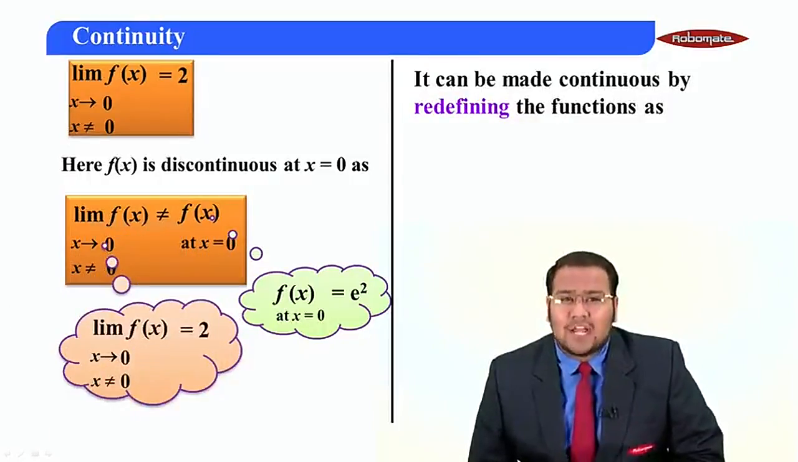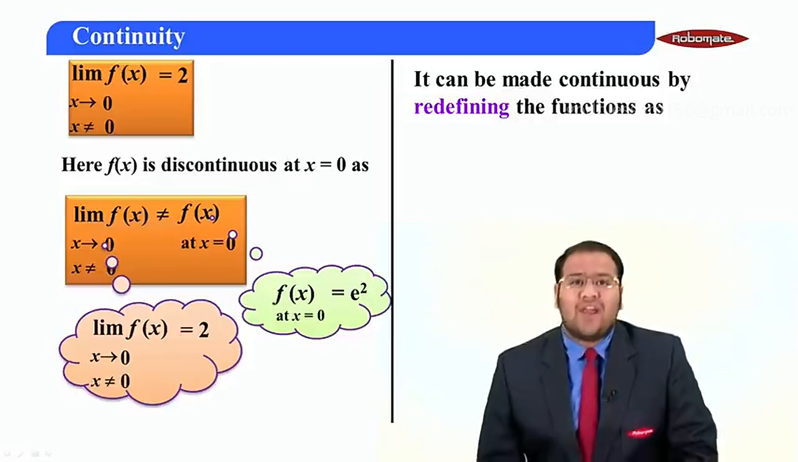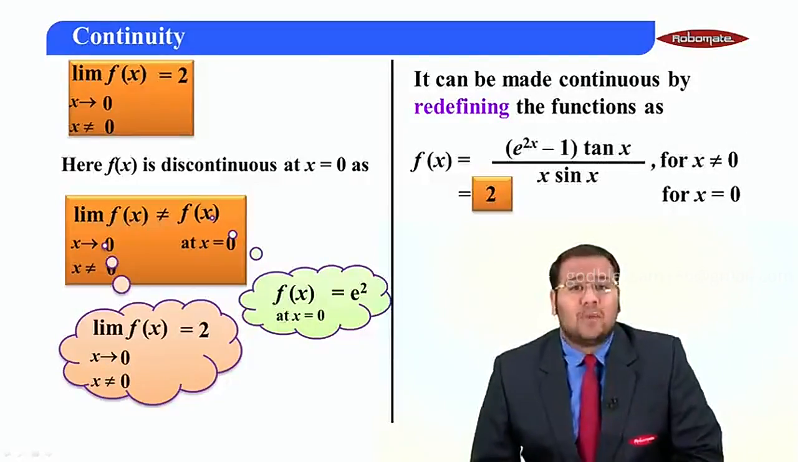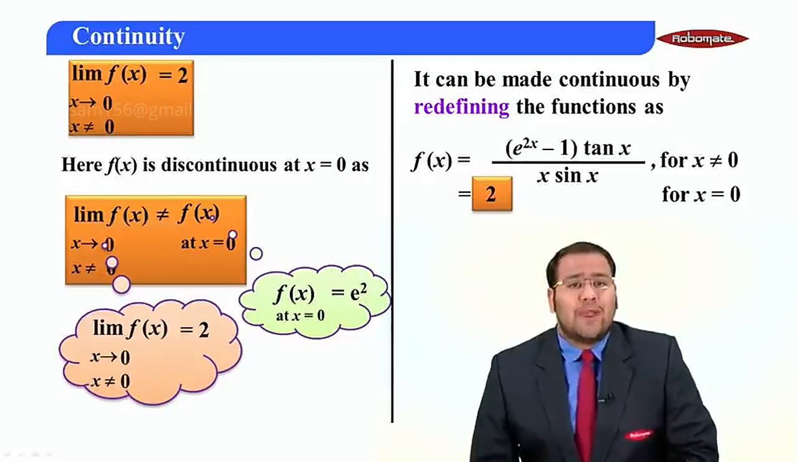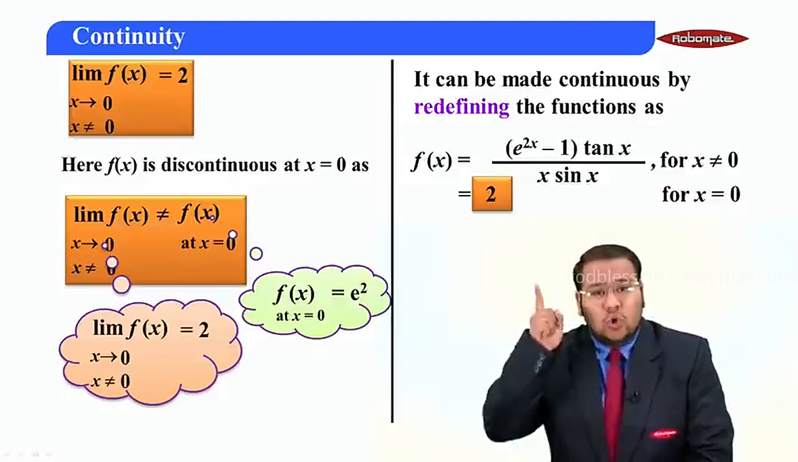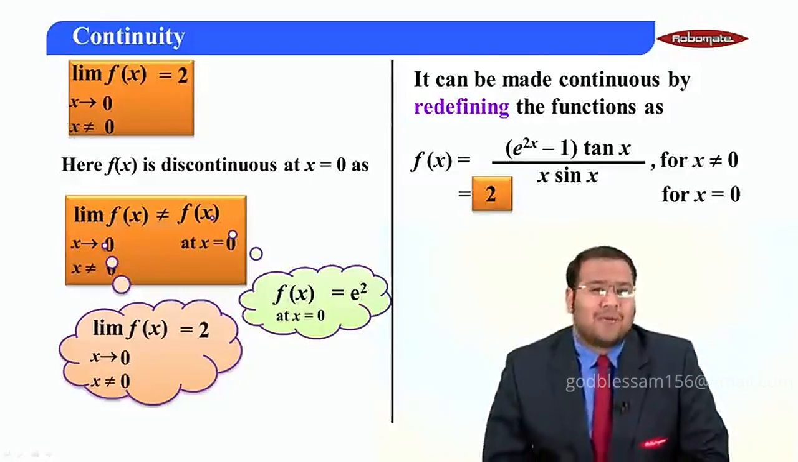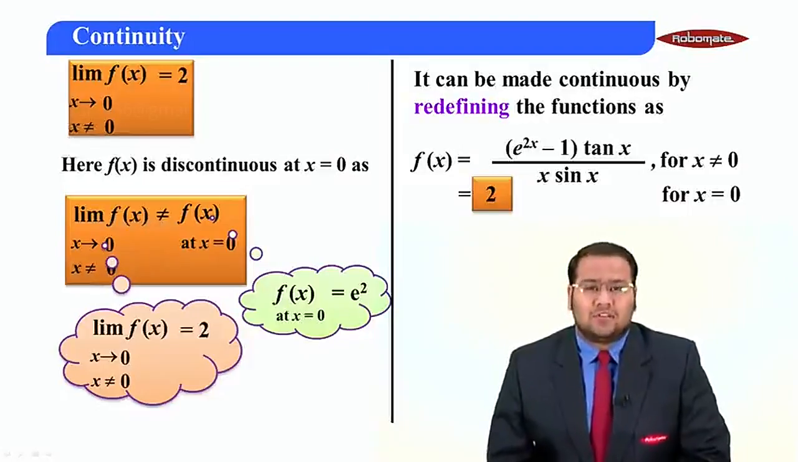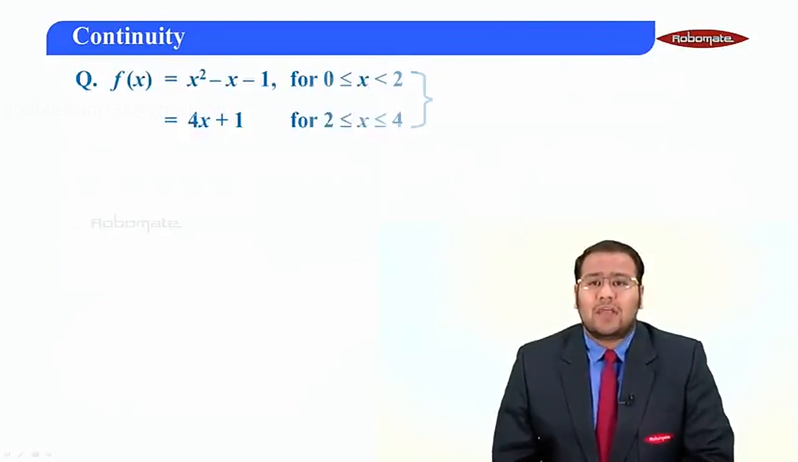So in this case, what to do? It can be made continuous. How? By redefining the function. How can it be redefined? f(x) should be equal to (e raised to 2x minus 1) into tan x upon x sin x, and mark this value at x equal to 0, the function would be 2 and not e square. Such types of problems you can expect in the examinations. Moving ahead with the next question.